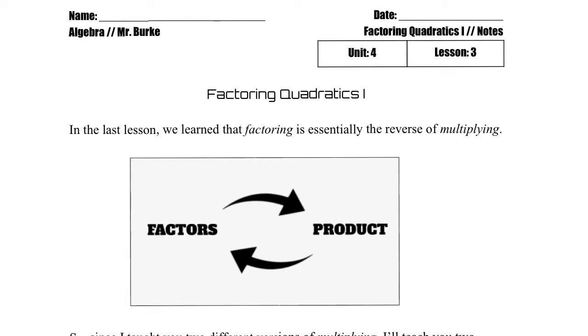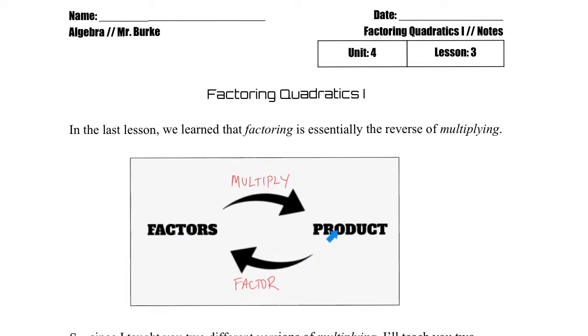So let's do it. In the last lesson, we learned that factoring is essentially the reverse of multiplying. So in this picture, we've got factors and we have the product. And notice that I didn't write polynomial because honestly, both of these could be polynomials. So we multiply the factors together in order to get the product. And when you have the product, you're going to factor it in order to get back to the factors. Okay, so we're focusing on this direction.